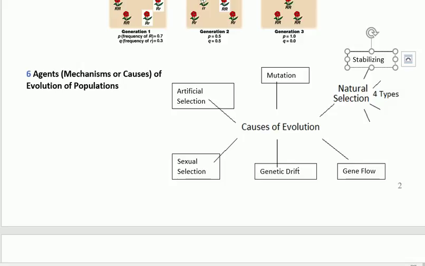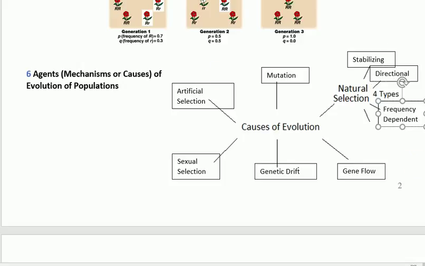The first one is called stabilizing. The second one is called directional. The third one is referred to as frequency dependent. And the fourth one is disruptive. And we're going to cover all of these. So take a minute and catch up if you're a little bit behind.